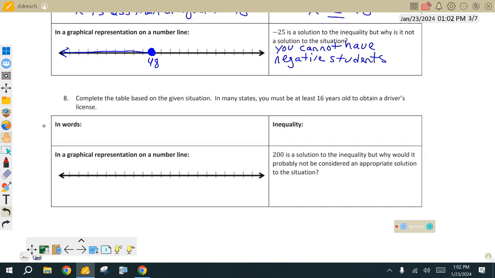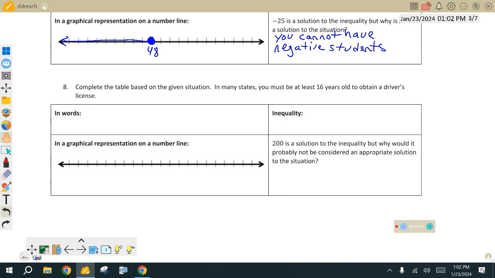Okay, last one here, I think. This is one everybody should be familiar with. You must be at least 16 years old to obtain a driver's license. Okay, 16. 16 is it. Now every year I go through this problem. So it's x greater than 16? So 16 is where we're at. Are we going to close or open it? It's going to be closed, because at least.